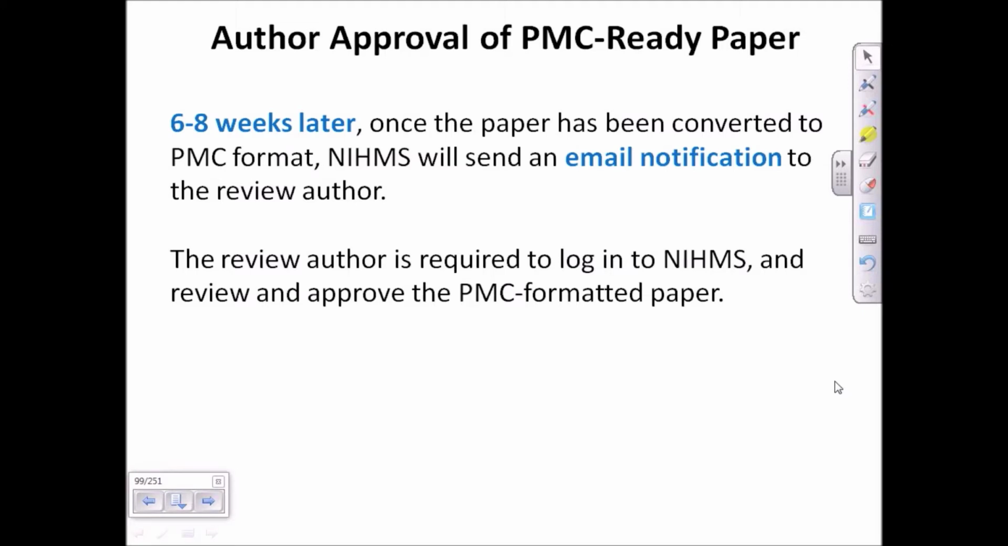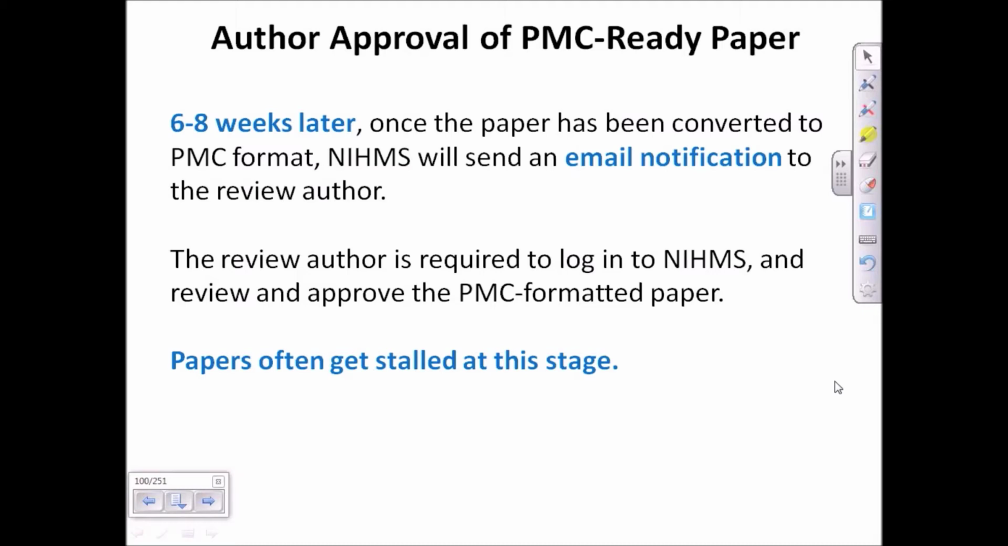So then at that point, once the email notification has been sent, the review author is required to log back in to the same NIHMS system and to review it, make sure everything looks right, make sure the tables are correct, the figures are correct, and then hit approve. And then once it's approved, it will then be sent to the PubMed Central. This is another way that papers can be stalled.